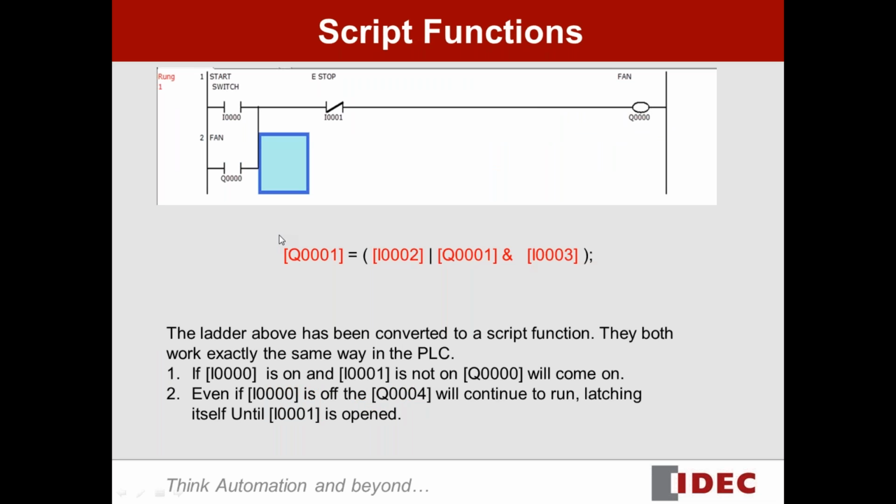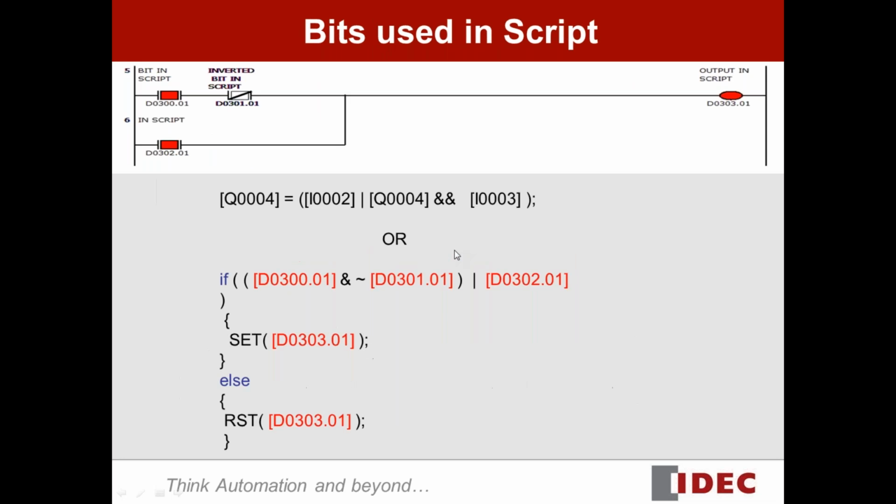You can also use bit. I could turn an output on. This ladder right here is written in script right here. If input 1 or Q1 are on, or Q0 is on, and I don't have input 1, but this down here is input 3, then turn Q0 on. So basically, this is just latching itself in.